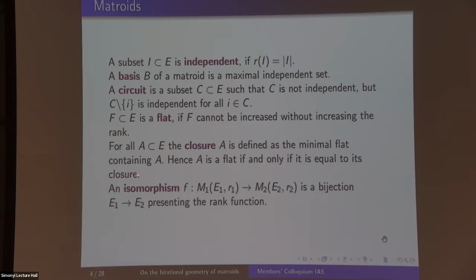expressions. Once you have flats, you can talk about closures of any subset by throwing in everything in the subset, which doesn't make the rank jump. You arrive at something which we call closure, and which is the minimal flat above A. And you can also talk about morphisms or isomorphisms as usual. Take anything which respects the structure. So a set theoretic map respecting the rank. We will only need isomorphisms here.